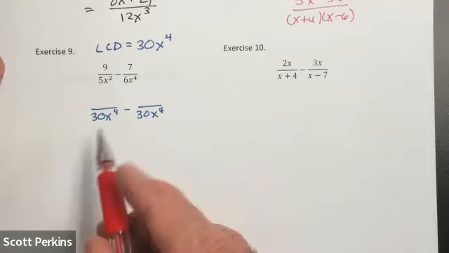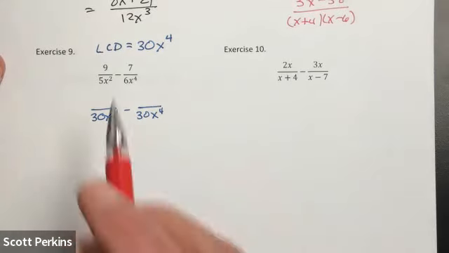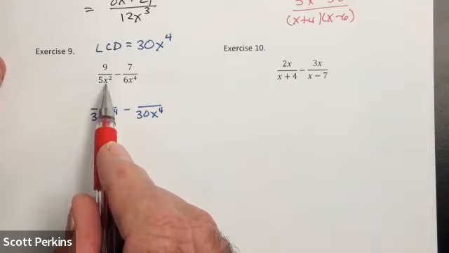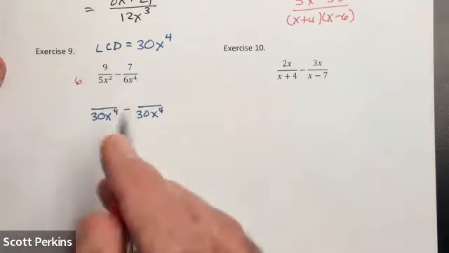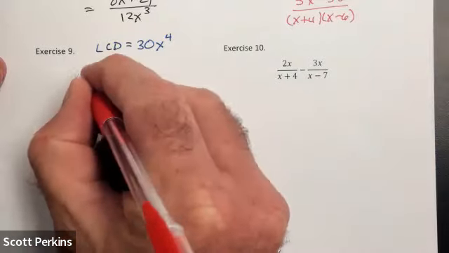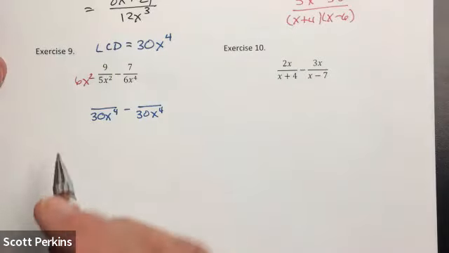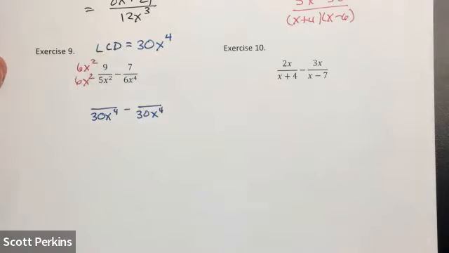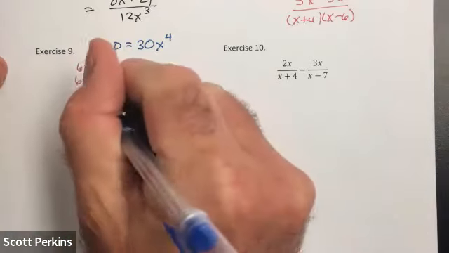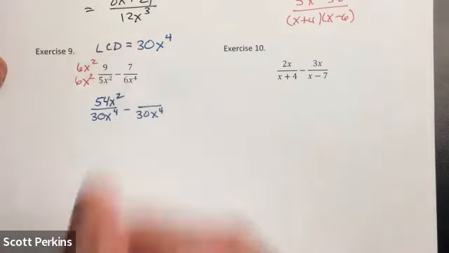All right, so 30x to the fourth is the common denominator. So I need to turn 5x squared into 30x to the fourth. So I'm going to multiply the 5 by 6. And then the x squared, I multiply by another x squared. That's going to give me 30x to the fourth. So I'll do the same thing in the top. 6x squared times 9. And 6 times 9 is 54x squared.